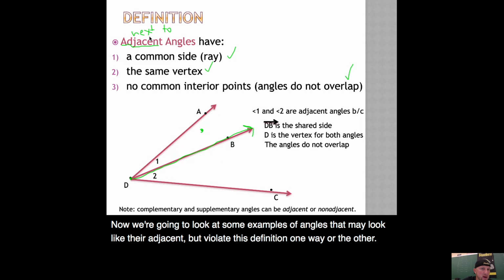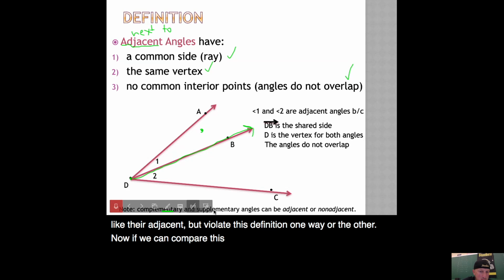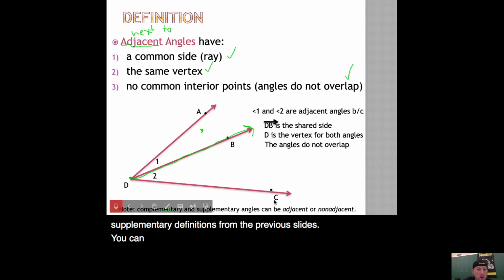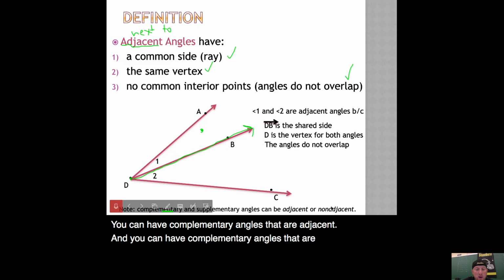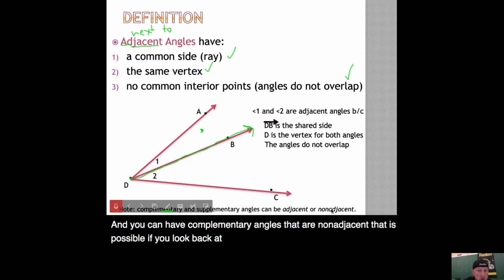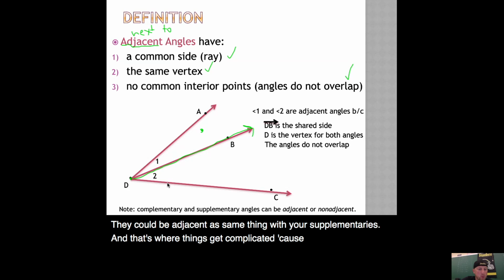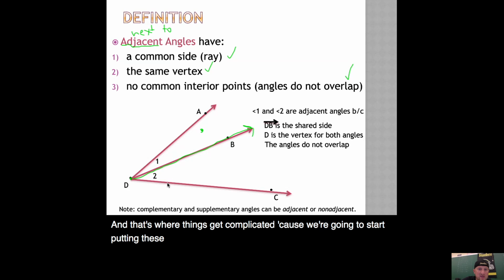Now if we compare this adjacent with our complementary and supplementary definitions from the previous slides, you can have complementary angles that are adjacent, and you can have complementary angles that are non-adjacent. That is possible. If you look back at your slides, the ones that we showed you were non-adjacent. They could be adjacent as well. Same thing with your supplementaries. And that's where things get complicated, because we're going to start putting these different definitions together to classify angle pairs.